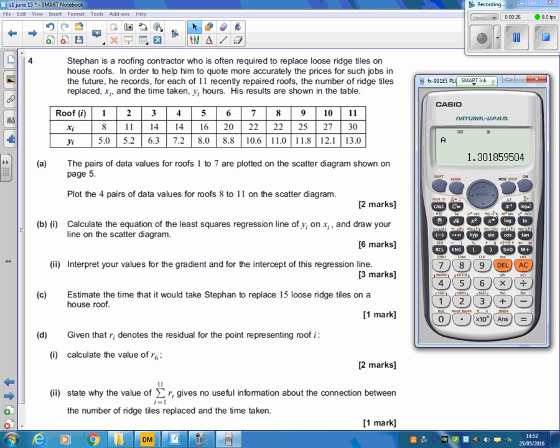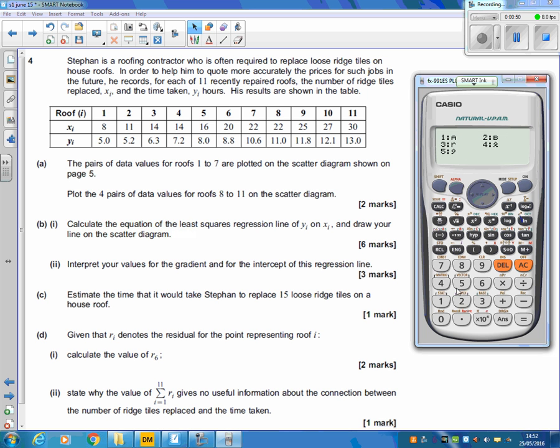A is 1.3, and the gradient B is 0.405 hours. The interpretation of that is that for every one extra tile that Stephen's doing, it takes an extra 0.405 hours to do the job.